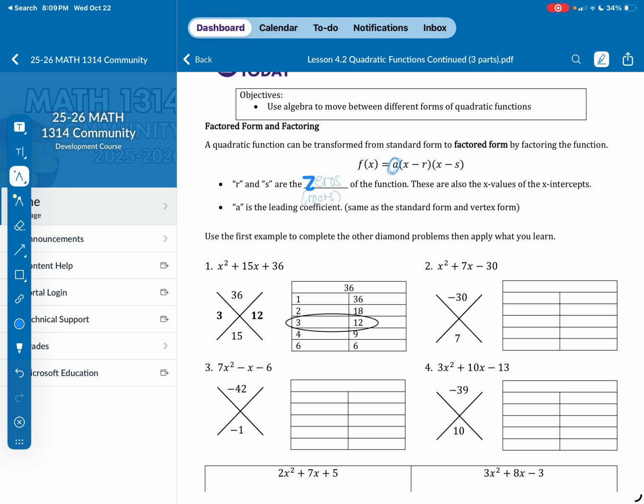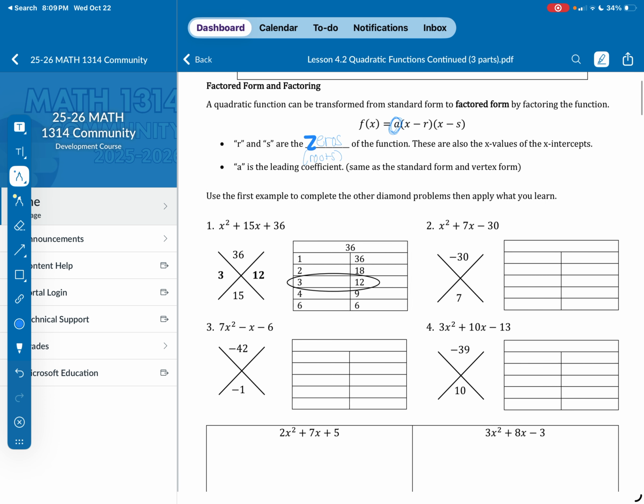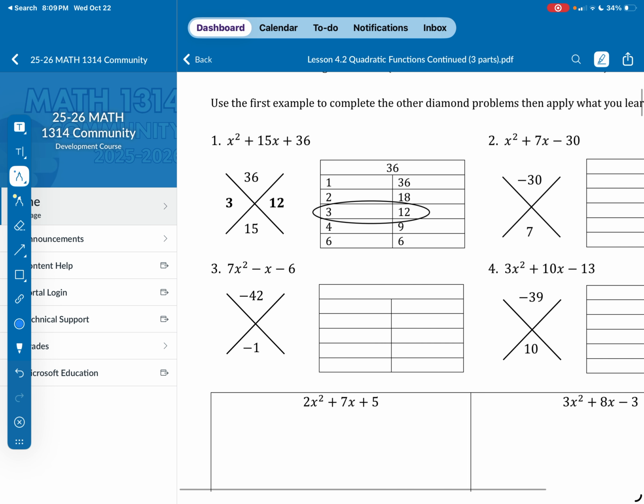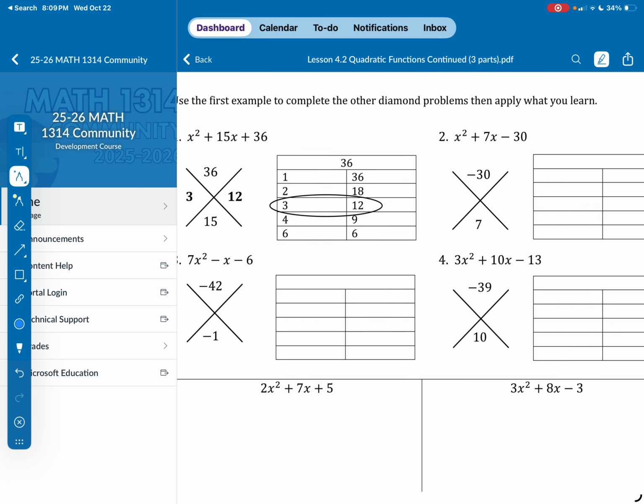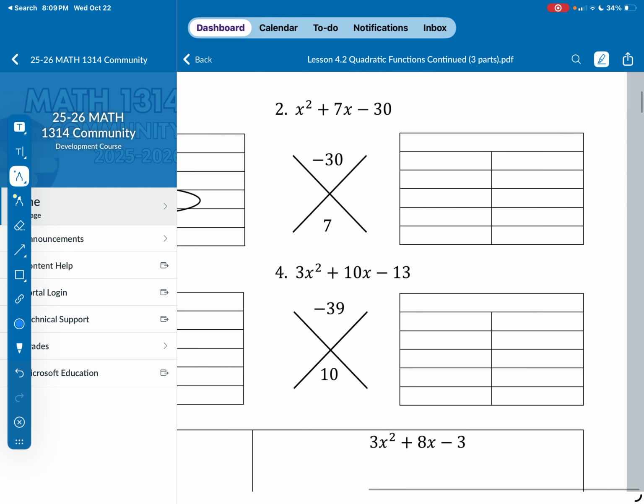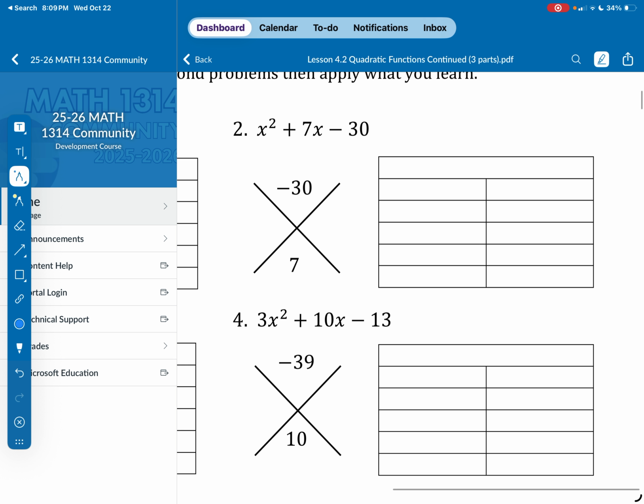All right, so use the first example to complete the other diamond problem, and then apply what you learned. So pretty much, and you know I don't like to do a whole lot of explaining what the example was that they did. I would just rather go through and do it. So that's what I'm going to do over here on number 2. So on number 2, the 7 here, that is your B. Negative 30 is your C.